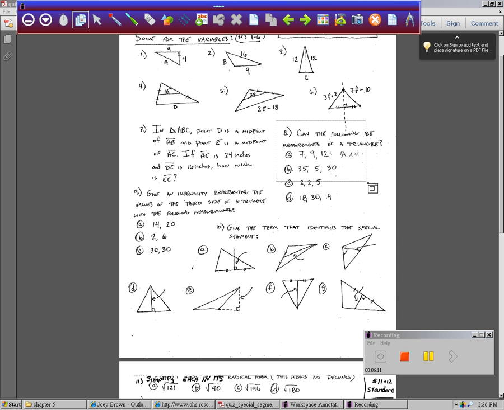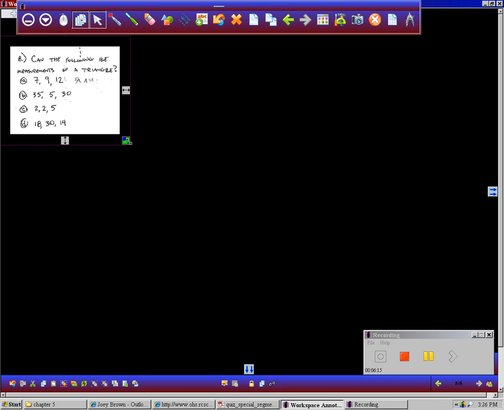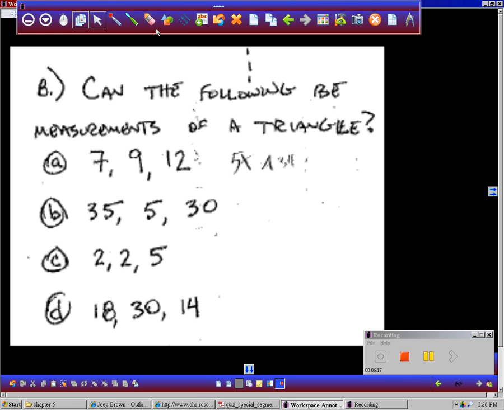Number 8. Here we go, number 8. Can the following measurements of a triangle be true? Well, I have no idea what all this little bit of writing is, so here we go. Just pick one of the numbers. You have to decide, if I took a little stick of 7, and a little stick of 9, and a little stick of 12, can I make those into a triangle?